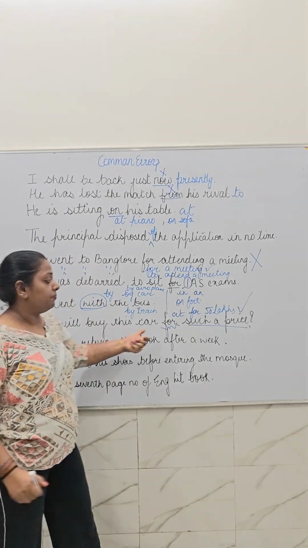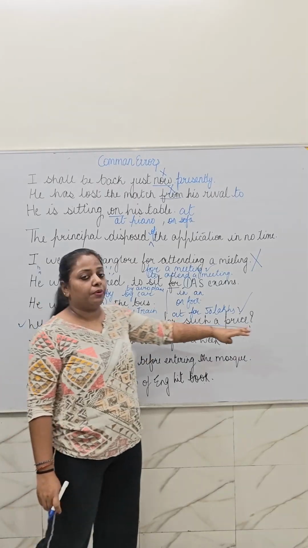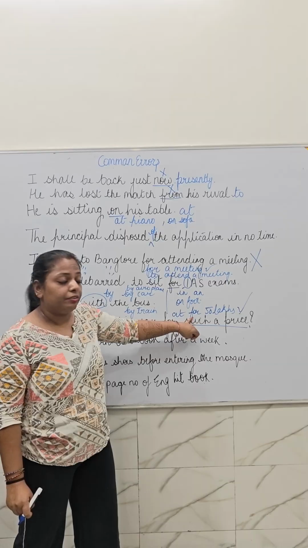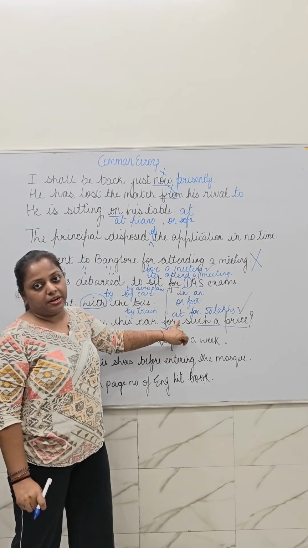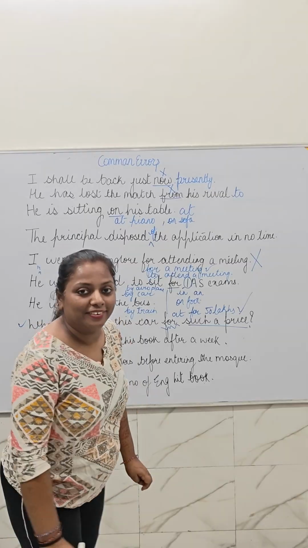But in the sentence, we were not given any amount. It was just written "such a price." Therefore, the preposition "for" will not be applied. We will not write "for," we will write "at such a price." Okay, I hope the difference between the two is clear.